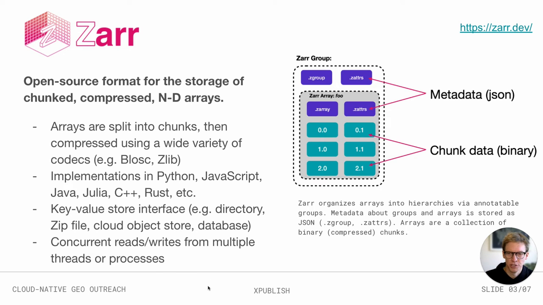The second project I'm going to introduce here is Zarr. Zarr is an open source format for the storage of chunked, compressed multidimensional arrays. The arrays are split into chunks and then they're compressed with a wide variety of codecs. So Blosc and zlib are two of the popular ones. Zarr is in many ways just a specification for a storage format, although the Python implementation is the most commonly used one. There are others. There are JavaScript implementations, Julia, C++, and Rust.